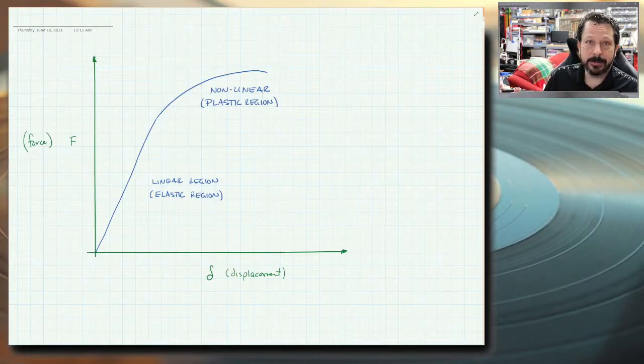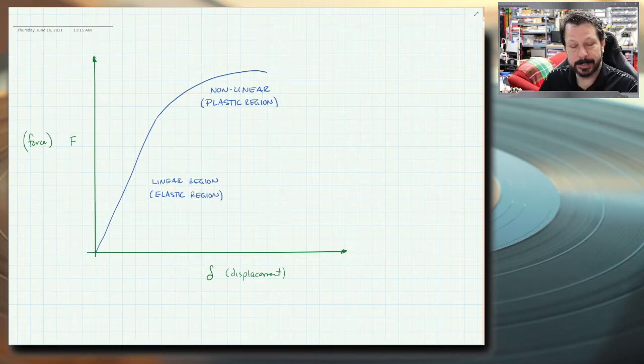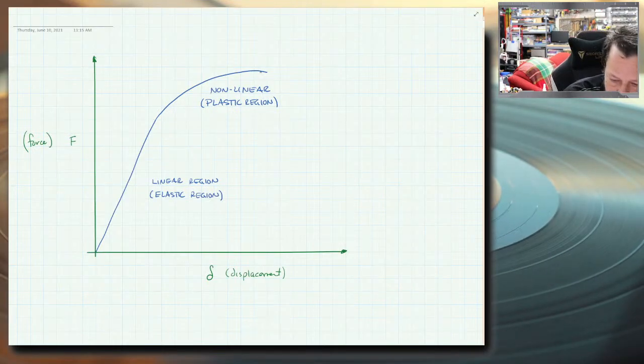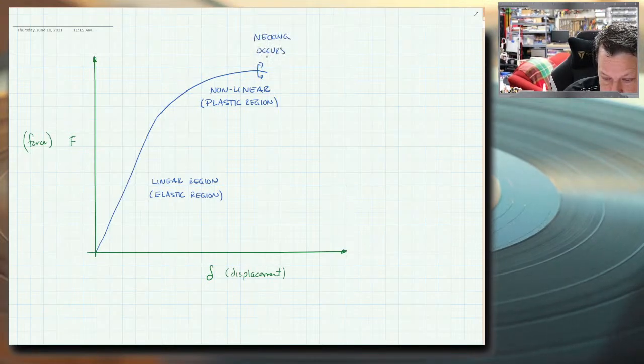When you let go of the sample, it will not go back to its original shape. It'll be somewhere between where you stretched it to and where it started. It'll have some rebound, but not completely back to its original shape. And so that's why it's plastic. And then once you get to this part, that's where that necking occurs. So you're really moving stuff around now.